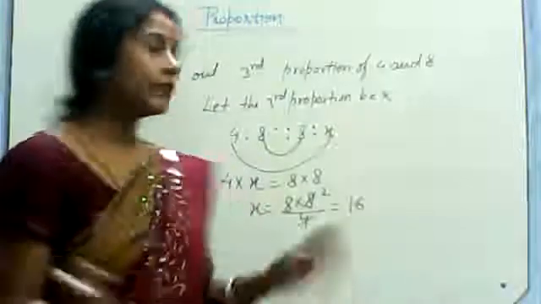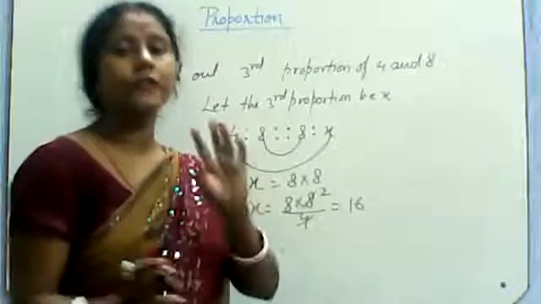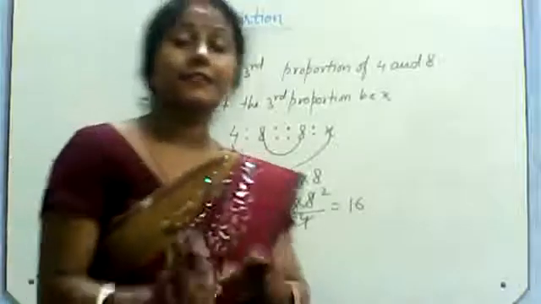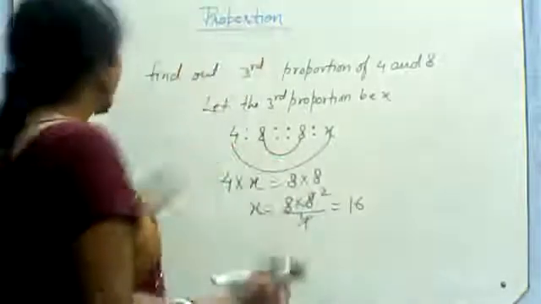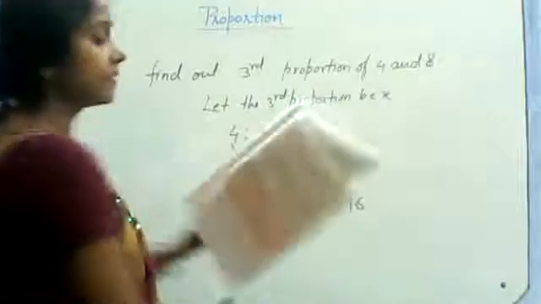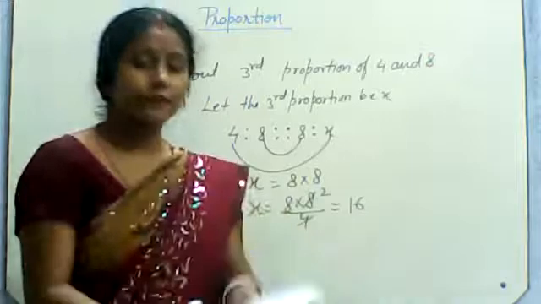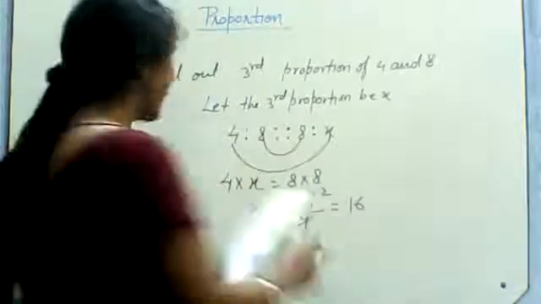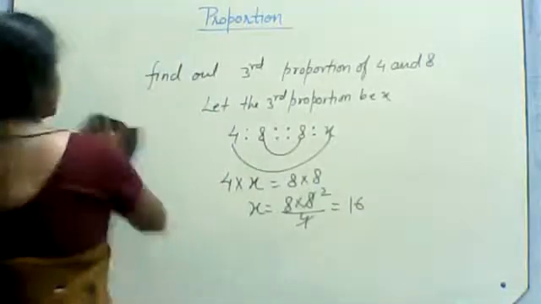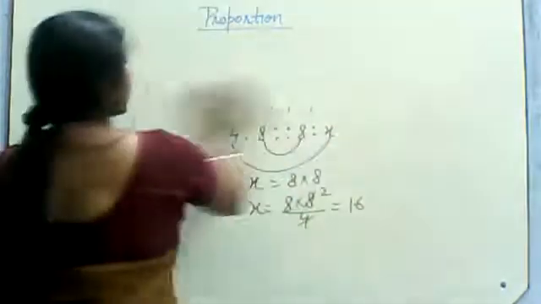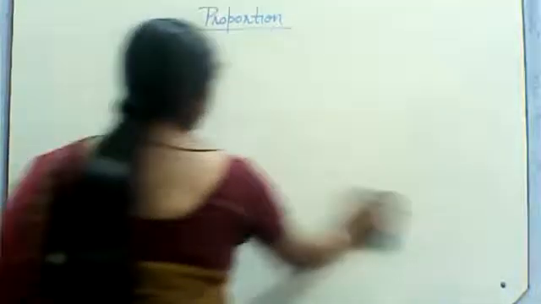Understood? So these 3 types of questions you will get in exercise 6B. Okay? 6B, first, second, third, fourth. So these 3 types of questions you have to do. And the fifth question I am going to explain how to do. Question number 5 of exercise 6B.